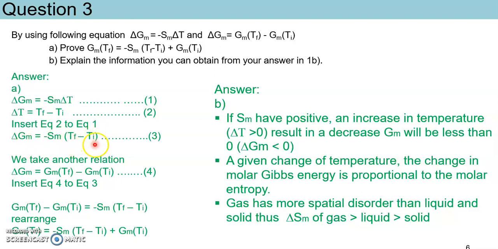minus initial temperature, and then later on we will take another definition, which is delta molar Gibbs energy equal to molar Gibbs energy at the final temperature minus molar Gibbs energy at the initial temperature, this one, and we try to include it in our equation here, equation 3. And then we can rearrange it, and we will have our final equation.